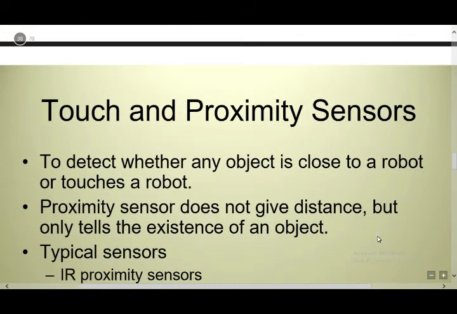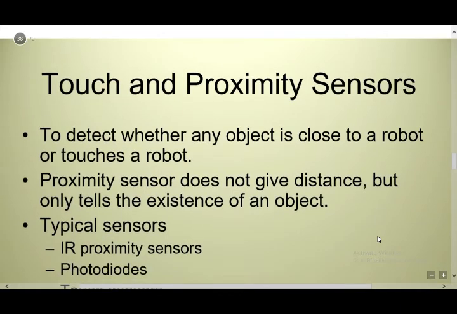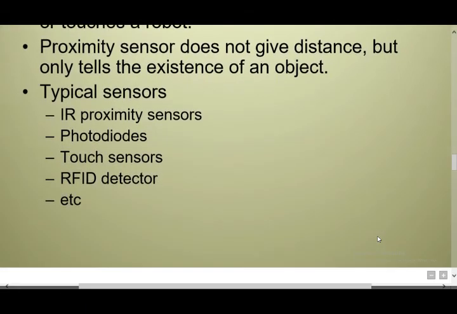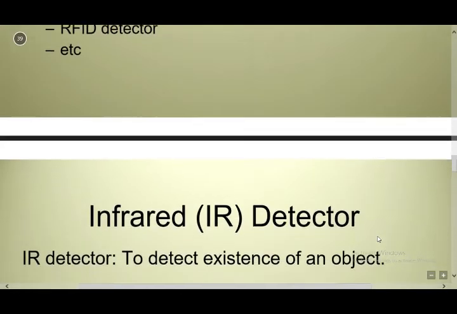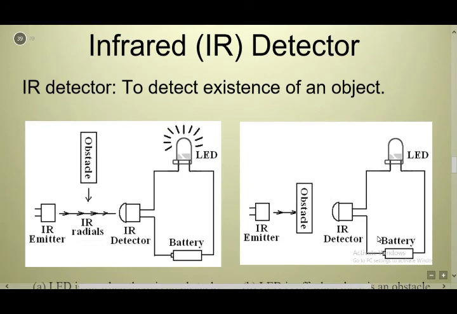Touch and proximity sensors detect whether any object is close to a robot or touches a robot. A proximity sensor does not give distance but only tells the existence of an object. Typical sensors: infrared proximity sensors, photodiodes, touch sensors, RFID detectors, infrared IR detectors.